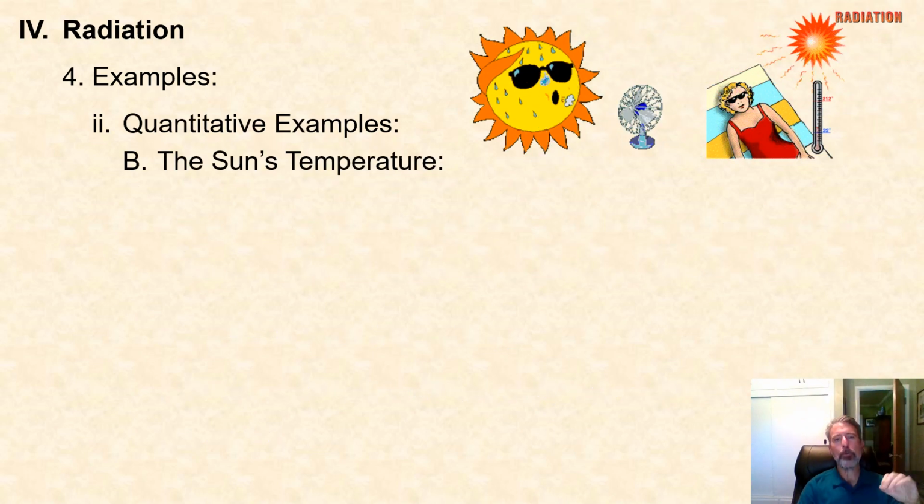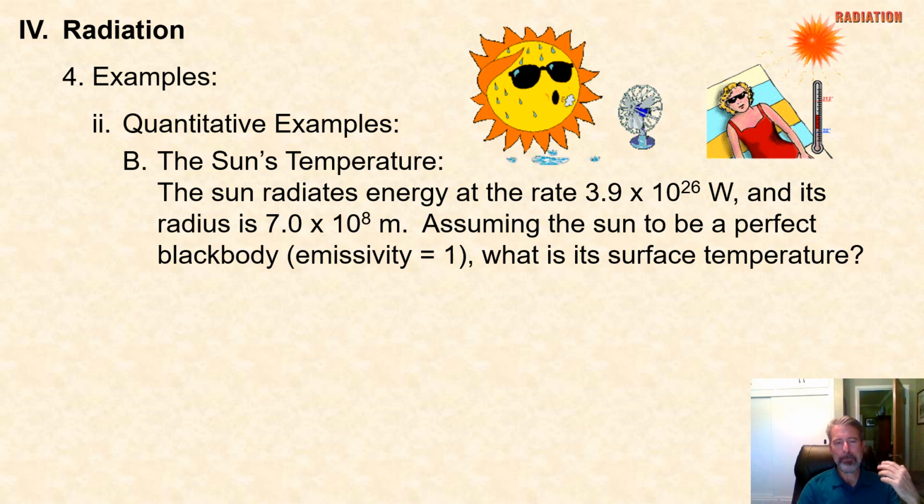So in this last example, we will use the Stefan-Boltzmann law to estimate the sun's temperature. We are told here that the sun radiates energy at the rate of 3.9 times 10 to the 26 watts. This is a calculation you can do by measuring the amount of energy transfer to a small section of the Earth, and then extrapolating, treating the sun as a sphere.